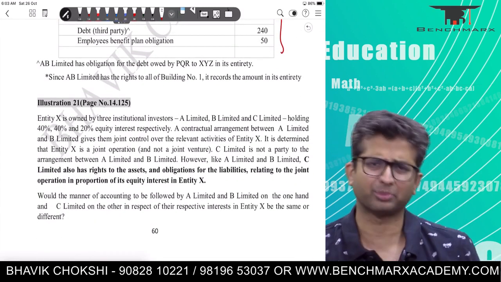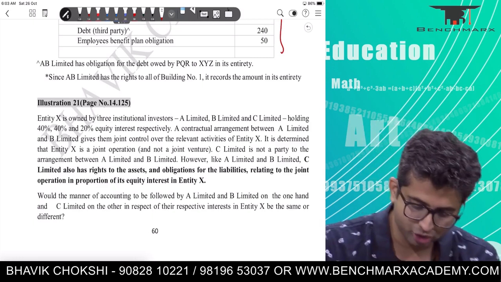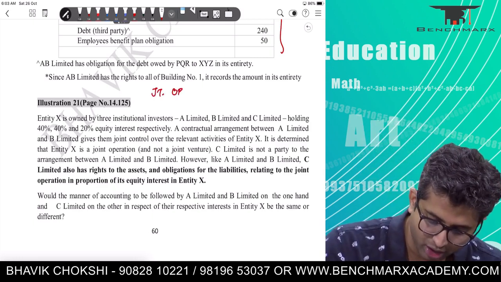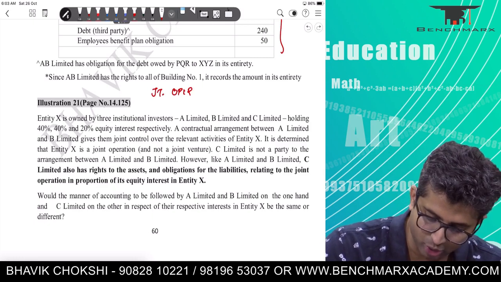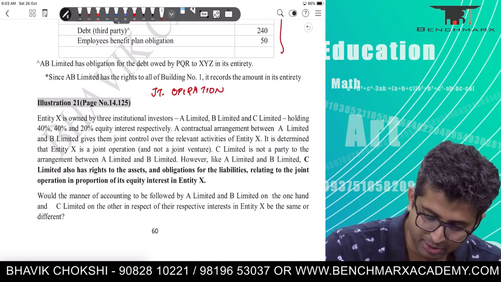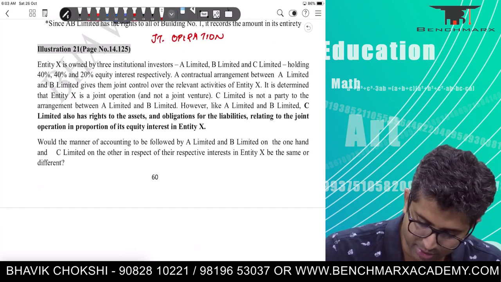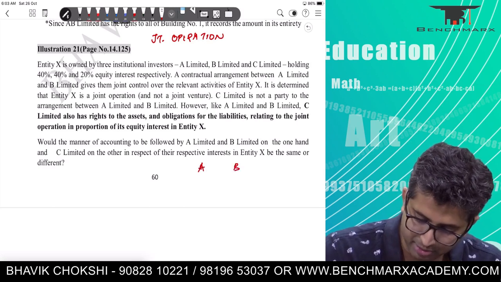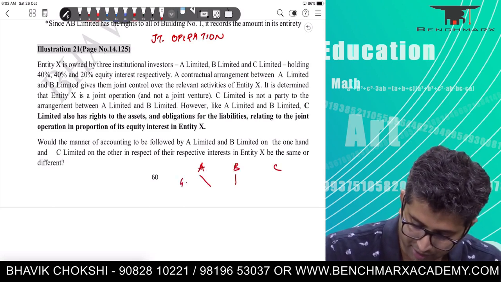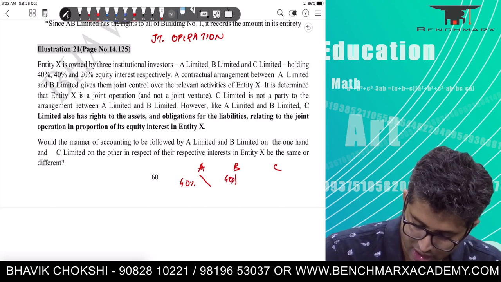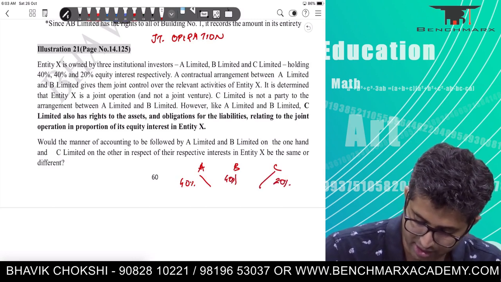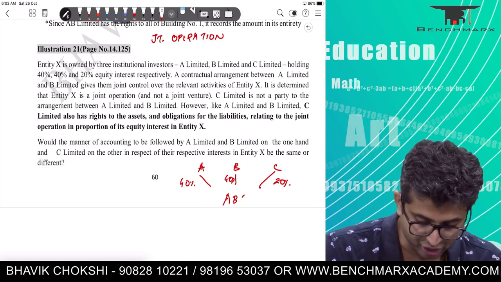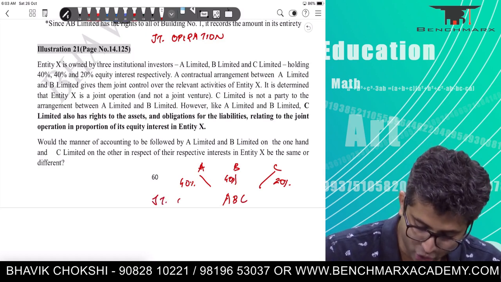Now illustration 2 is a special case. Again this is on joint operations. Now in case of a joint operation, what might happen is there might be a company, like in this question, there will be a joint operation, there will be A, there will be B, there will be C. So A and B have a 40% stake each and C has a 20% stake. And there is a joint operation. Remember, it's not a joint venture, it's a joint operation.